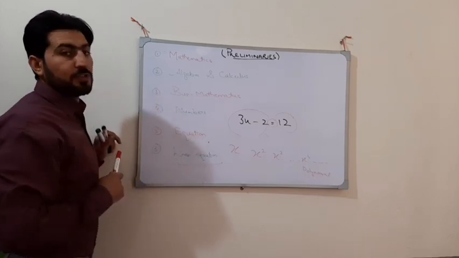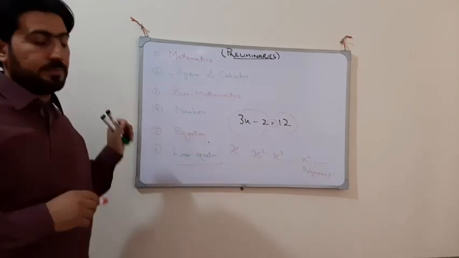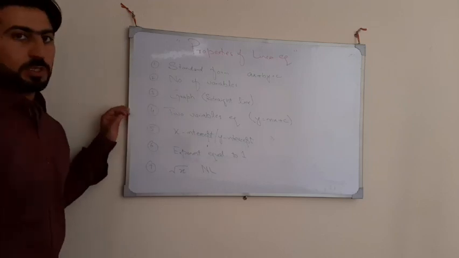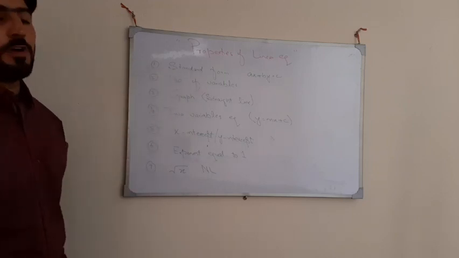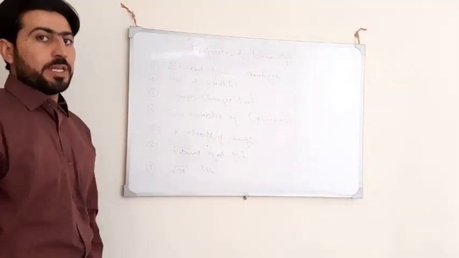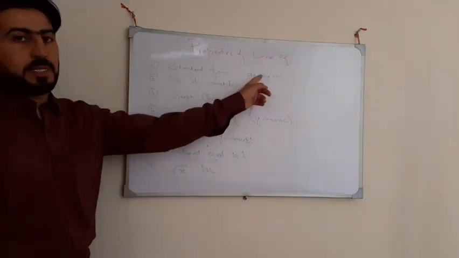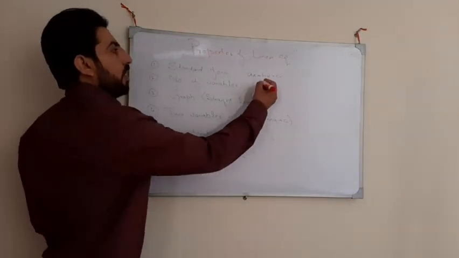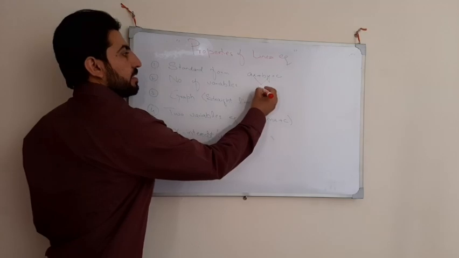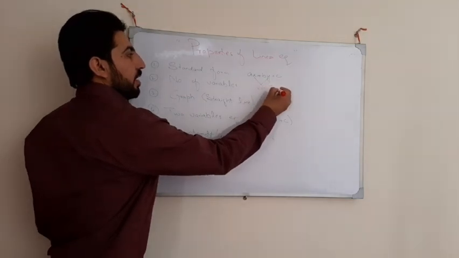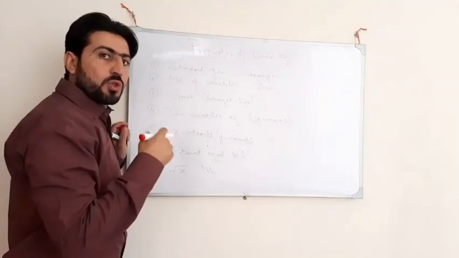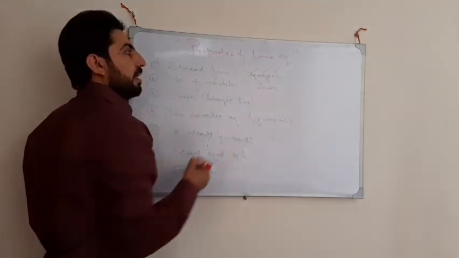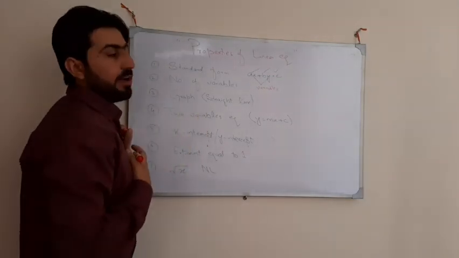Then we have some properties of linear equation. The first property is the standard form of a linear equation with two variables, which is ax plus by is equal to c. Here in this standard form, x and y are called variables. Variables are those values that can be changed, while a, b, c are constants or any real numbers.